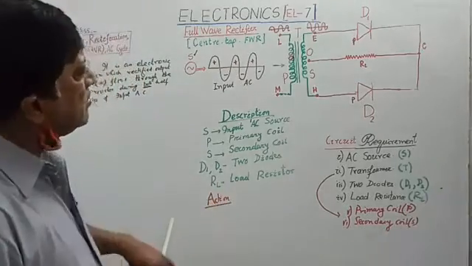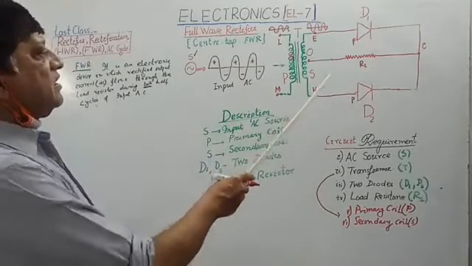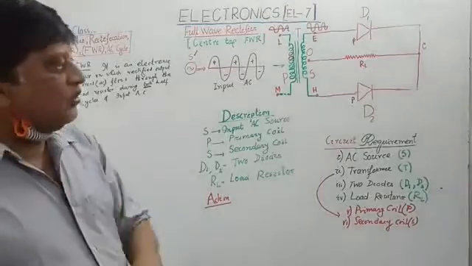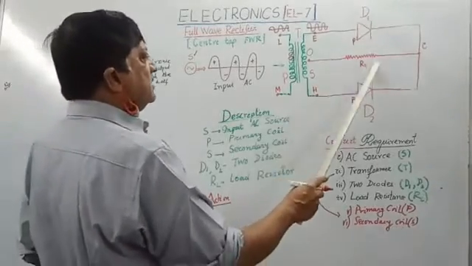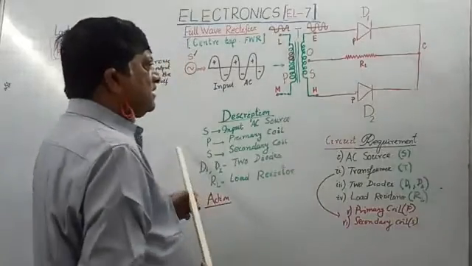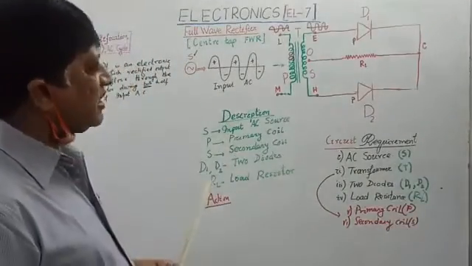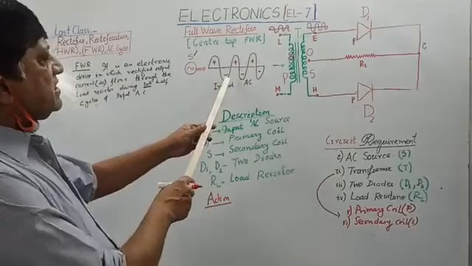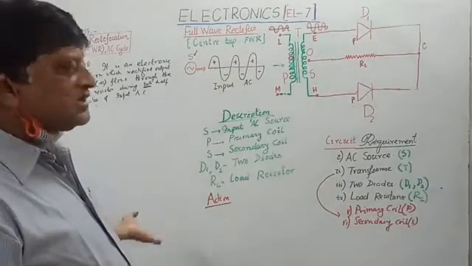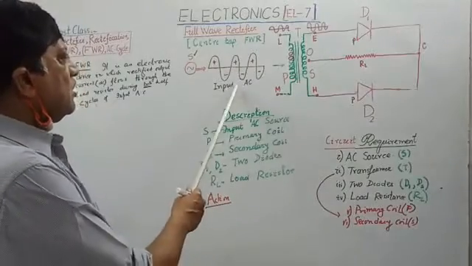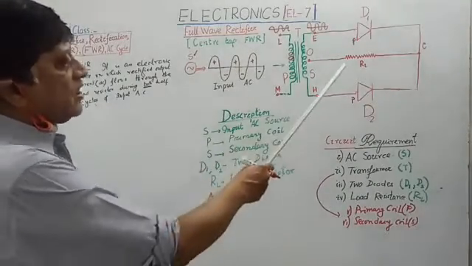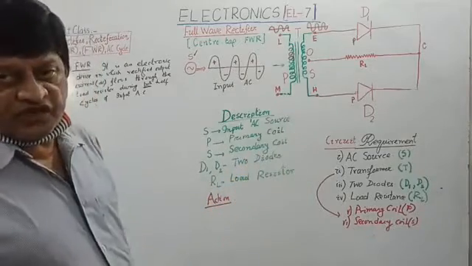Remember, the final output, which is DC, will appear across this load resistance RL. We must explain now how it works. It receives the alternating current or alternating voltage, as you say, but it will not give you AC here, it will give you DC here.